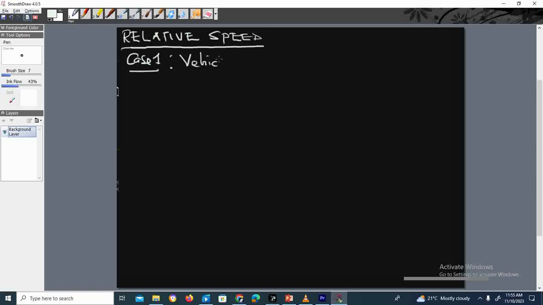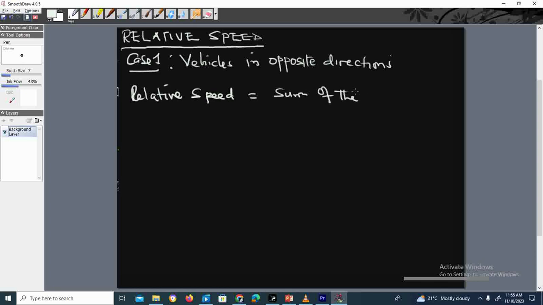Vehicles in opposite directions. In this case, relative speed is going to be given by the sum of the two speeds. This means in this case the vehicles are approaching each other.